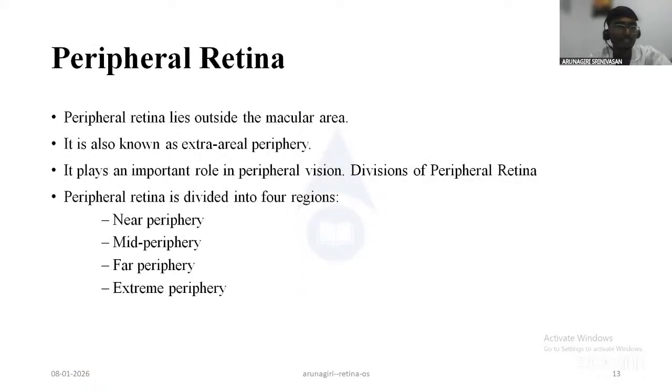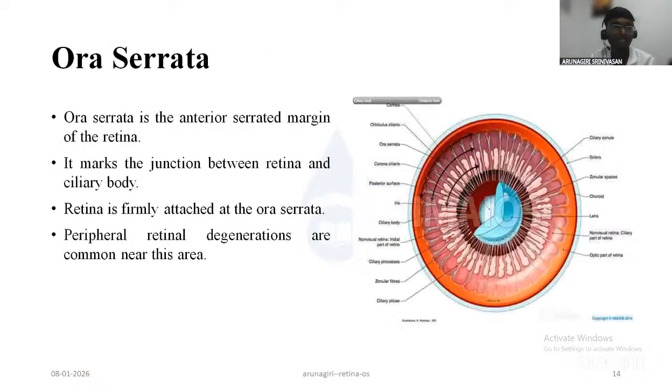Peripheral retina. Peripheral retina lies outside the macular area. It is also known as extra-areal periphery. It plays an important role in peripheral vision. It is divided into near periphery, mid periphery, far periphery, and extreme periphery. Ora serrata is the anterior serrated margin of the retina. It marks the junction between retina and ciliary body. Retina is firmly attached at the ora serrata. Peripheral retinal degenerations are common near this area.